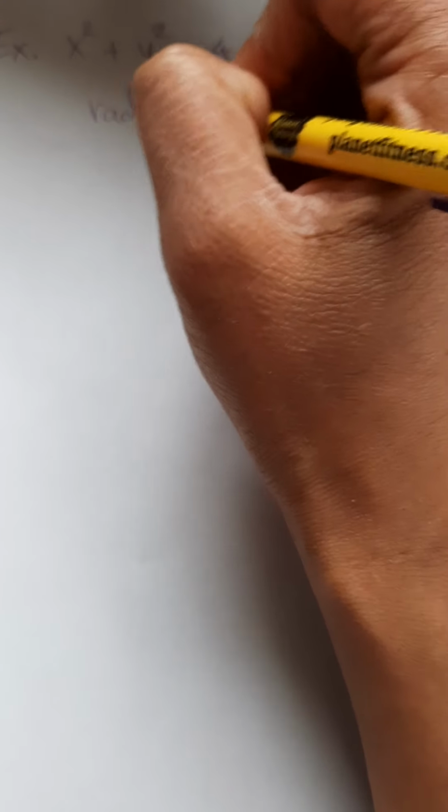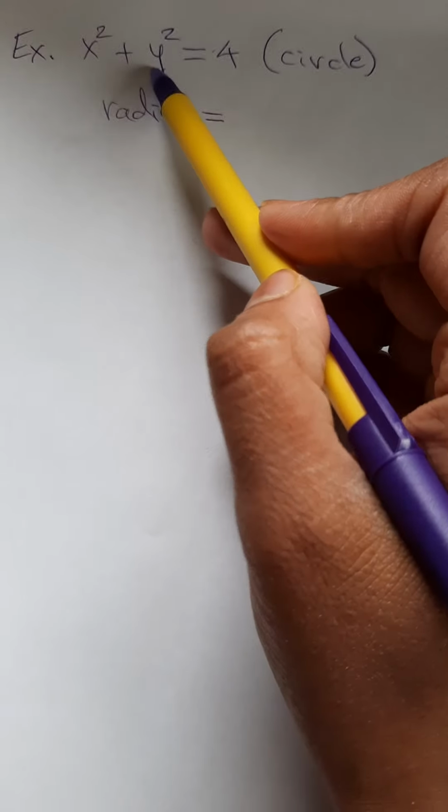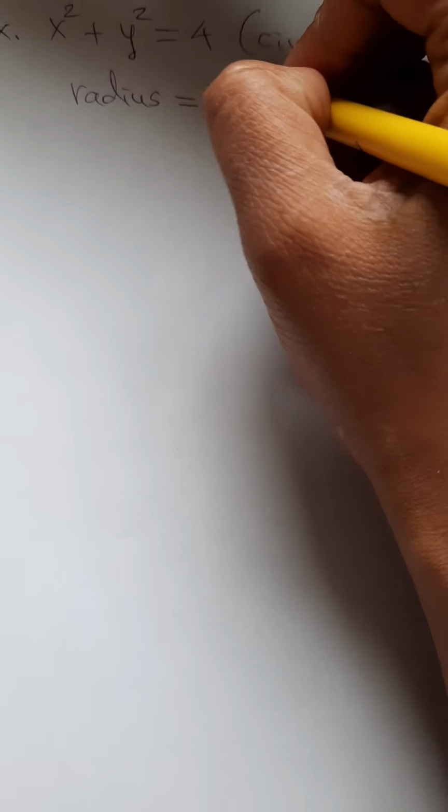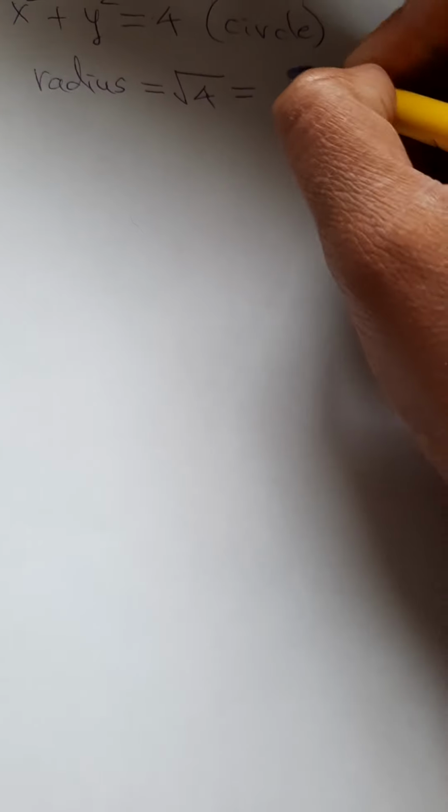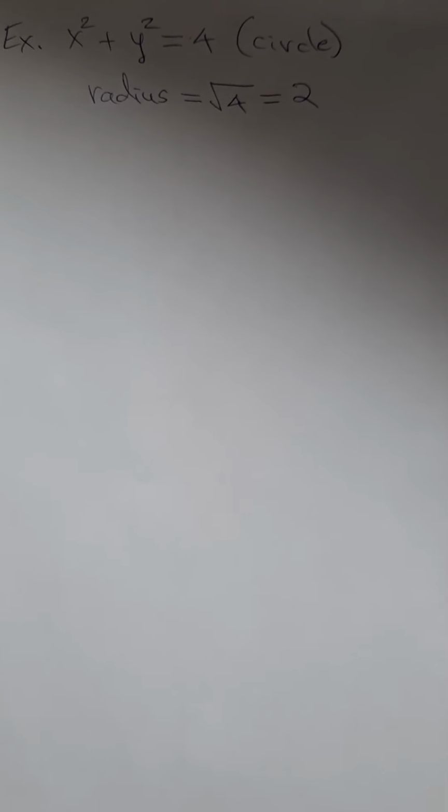It doesn't say to actually graph it out, but we will take a look at that. If I'm looking for the radius of this circle, remember the equation is x squared plus y squared equals r squared. If I take the square root of 4 here, it's equal to 2. This is what my radius is.